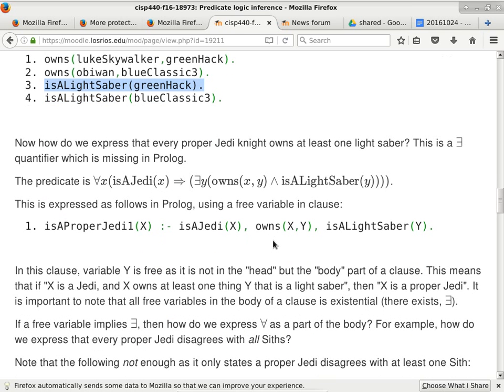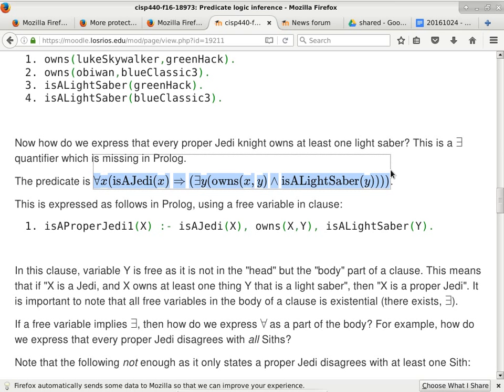So now we can specify more important rules. The predicate that we want to express is this one. Let's take a look at this mathematical version first, and then we'll talk about how to represent it in Prolog. What we want to express is: if X is a Jedi, it implies that X owns a lightsaber.